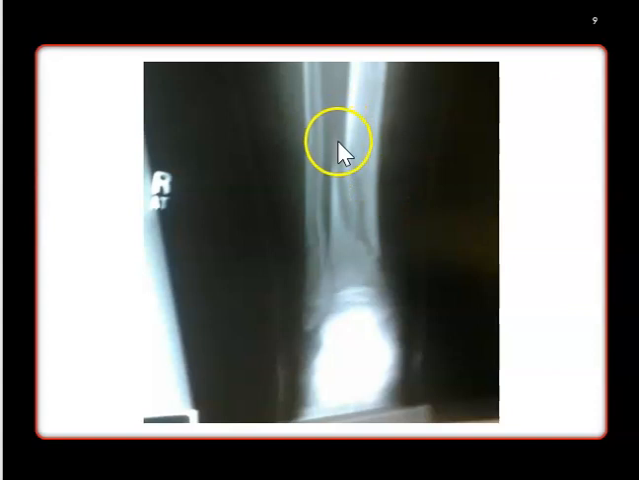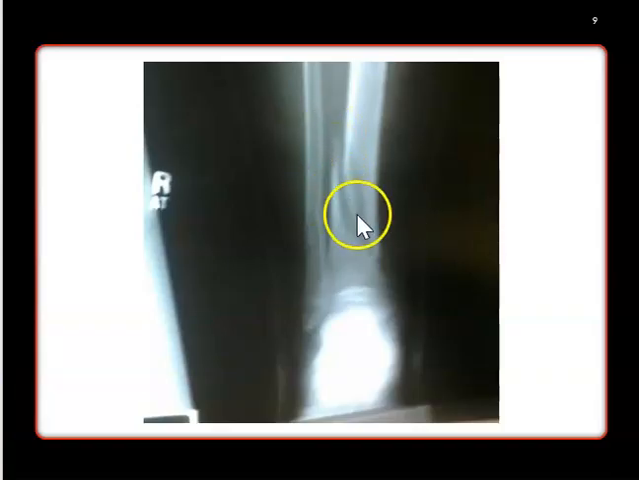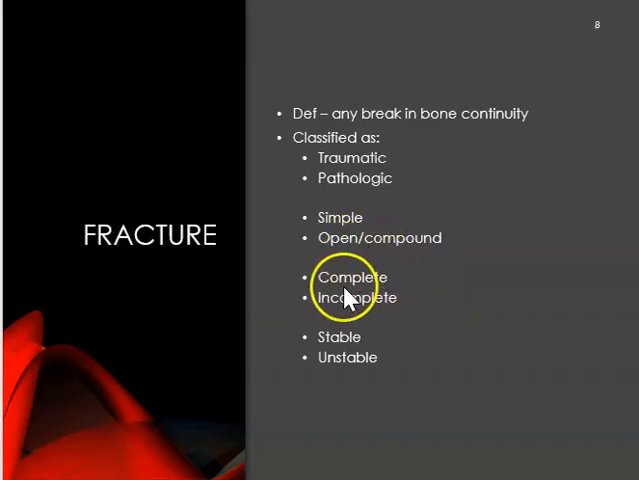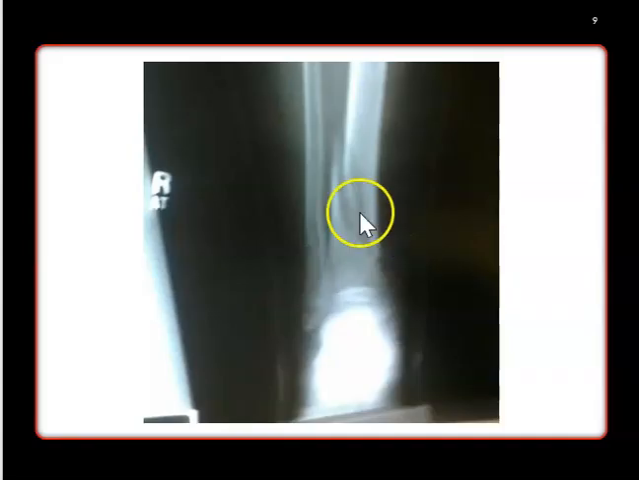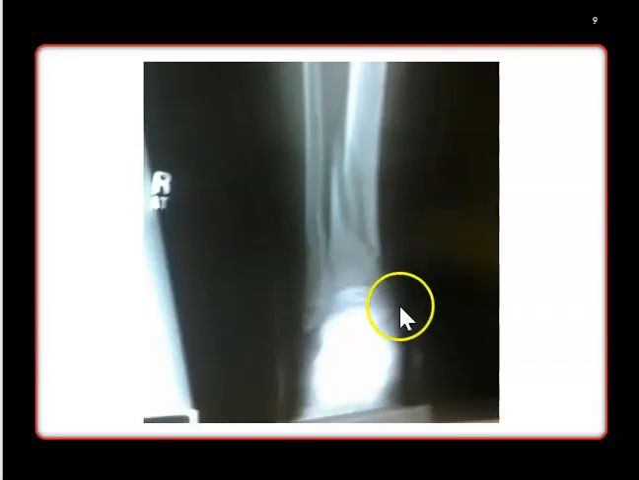With this one, you can see right there, you can see the fracture. Hope you can see that. So this is probably going to be a simple, complete, stable fracture. So if you look at our terminology here, it is not through the skin. I mean, we're assuming it's not based off the x-ray. It's complete. It goes all the way through that bone. And it's stable. It's pretty much in place. I would say these bones are mostly in alignment.